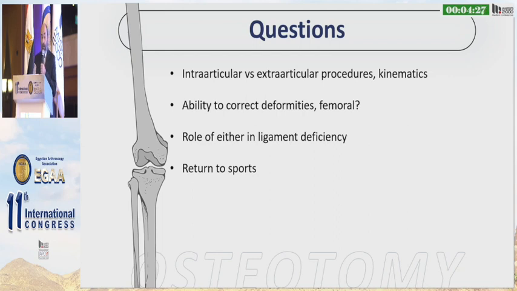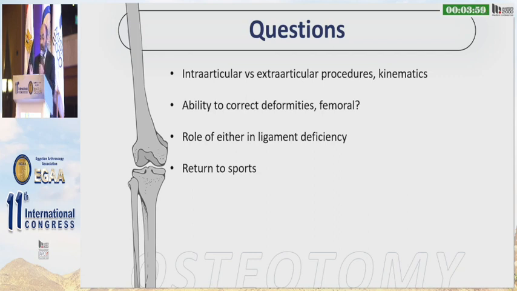Some other questions. Is there any difference between intra-articular and extra-articular procedures? Which procedure is more capable of regaining kinematics and range of motion: if we open the capsule, or leave it intact and work outside the knee totally? How is the ability to correct deformities? How about femoral deformities? We cannot do anything with a uni for this. How about the role of ligament deficiency? If I have ligament laxity, I might offload it by overcorrecting a little bit with an osteotomy.